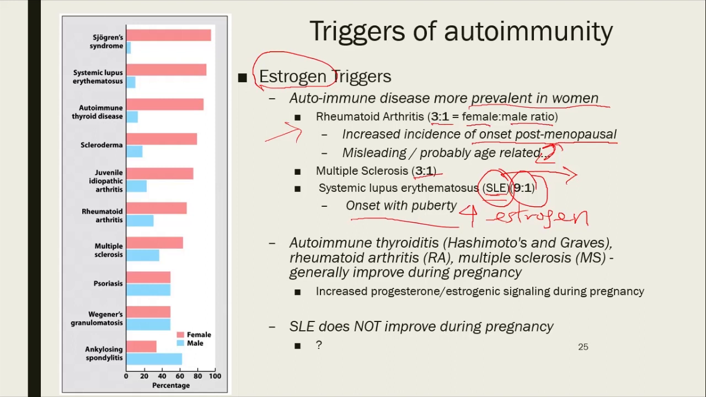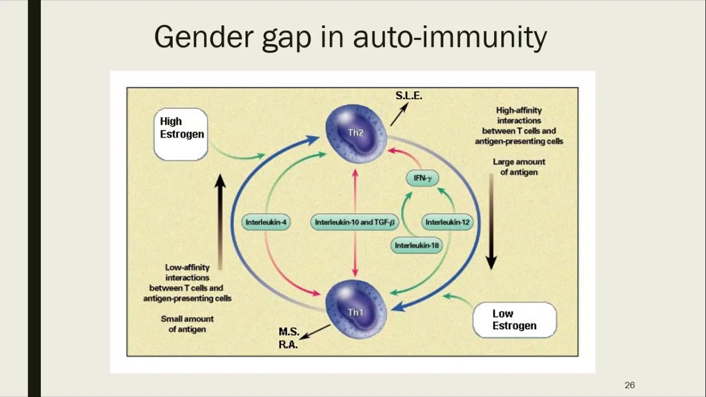And it has been observed that certain types of autoimmune diseases I listed here, RA and multiple sclerosis, have some improvement during pregnancy. So it could be due to increased progesterone signaling during pregnancy. There is a somewhat complicated story behind this. On the other hand, SLE does not improve during pregnancy. So this figure provides some explanations for the gender differences in autoimmunity here.